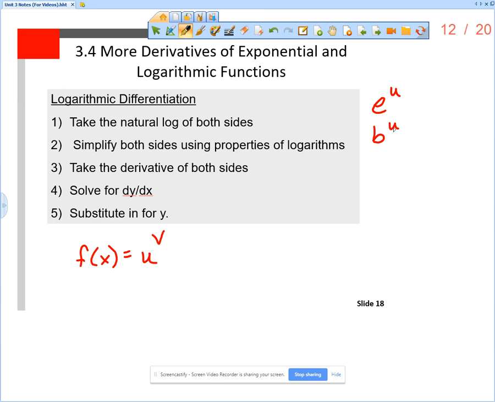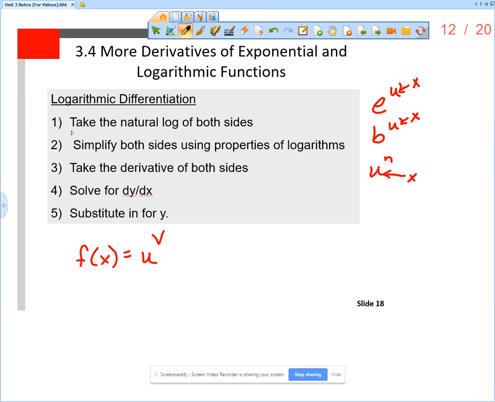All right, so we cannot use e to the u, b to the u, or u to the n. Remember, that was the power rule, right? None of those work because either they only have x's in the power or they only have x's in the base, but they do not have x's in both. All right, so this is what we're going to be doing.